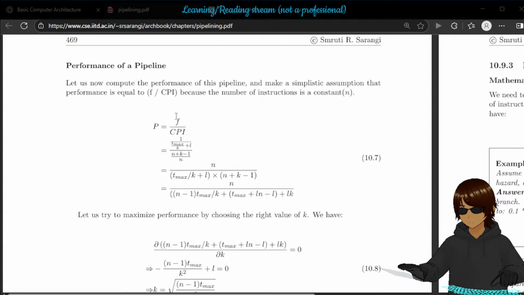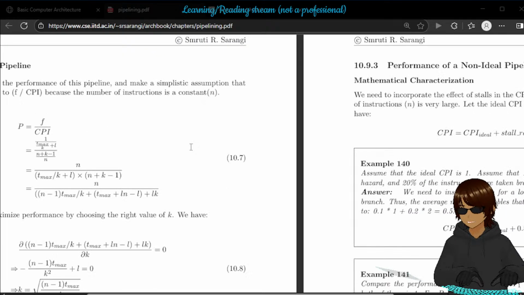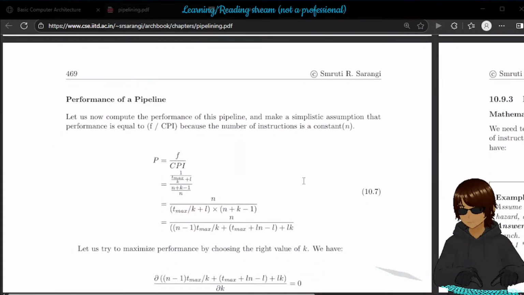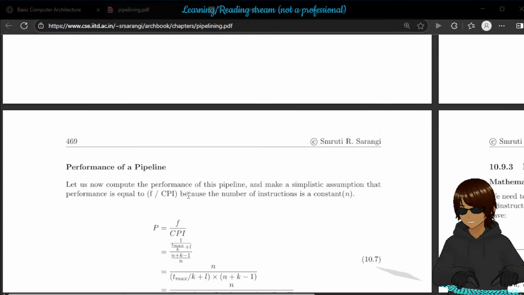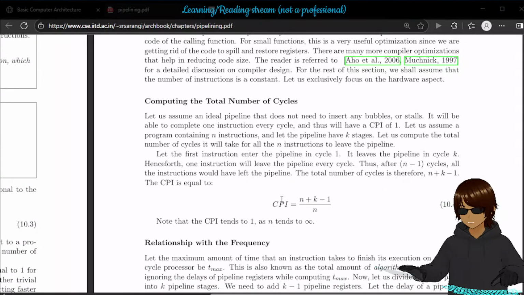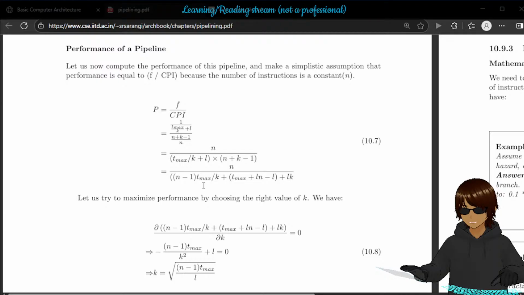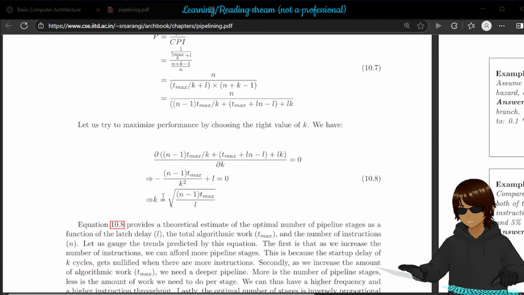And now, instead of F, we are writing 1 over (T max divided by K plus L). That is this equation over here. We are dividing that by (N plus K minus 1) divided by N. That is this equation over here. Simplifying it will give us this. Let us try to maximize the performance by choosing the right value of K. Using derivatives, K ends up being the square root of (N minus 1) times T max divided by L.